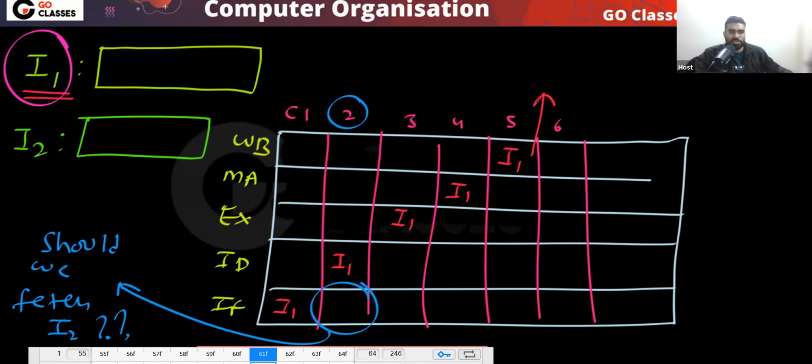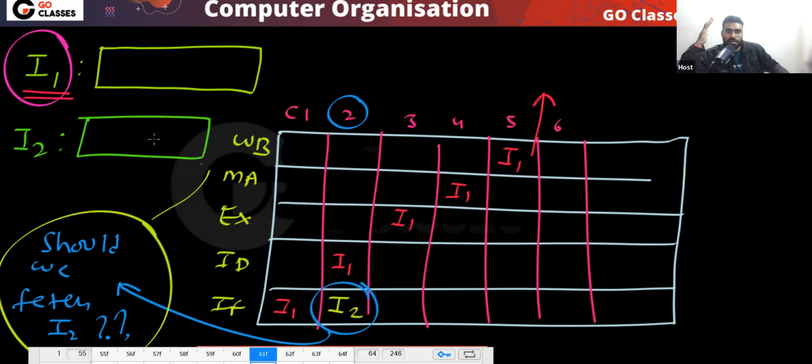Did you understand my question? That should we fetch I2? So you can see that by chance, if you fetch I2, let's assume that this is your solution. Let's assume your solution is yes. Assume we fetch.